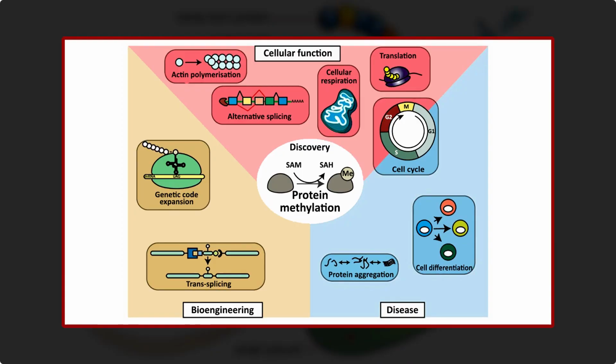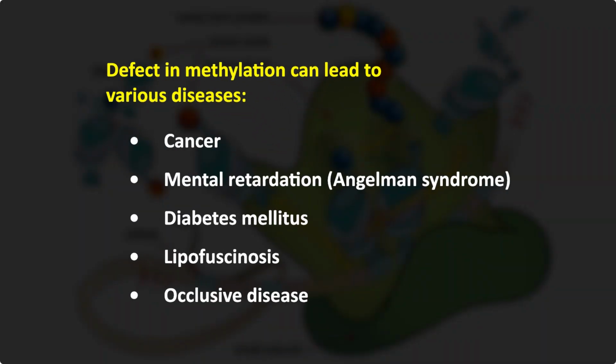Recent studies have shown that methylation is associated with fine-tuning of various biological processes ranging from transcriptional regulation to epigenetic silencing via heterochromatin assembly. Defects in this modification can lead to various diseases such as cancer, mental retardation, Angelman syndrome, diabetes mellitus, lipofuscinosis, and occlusive disease.